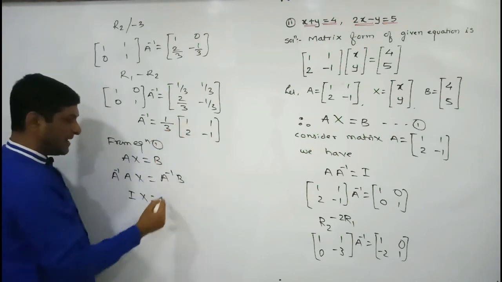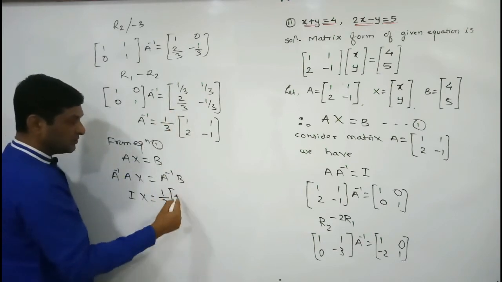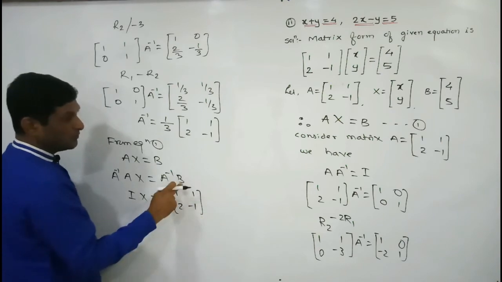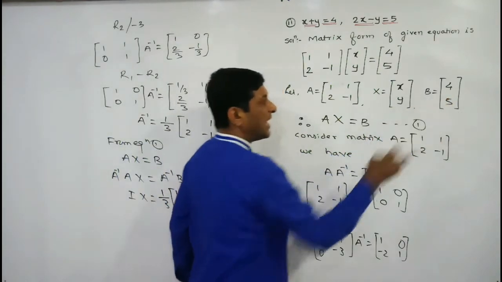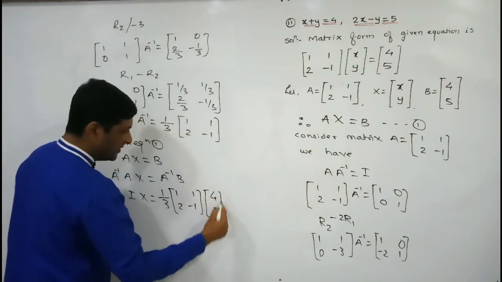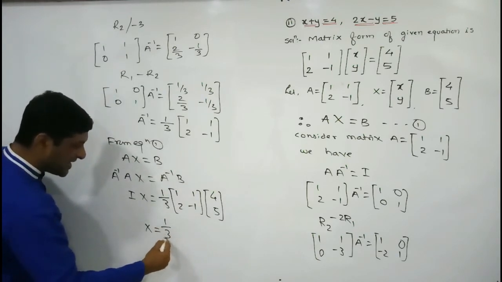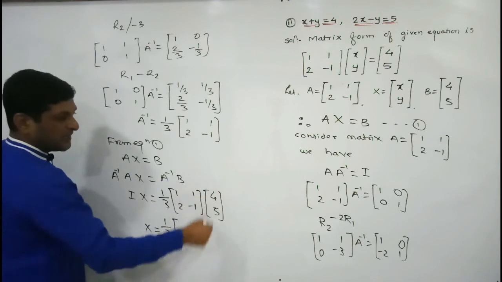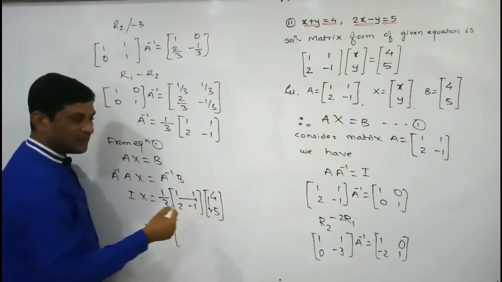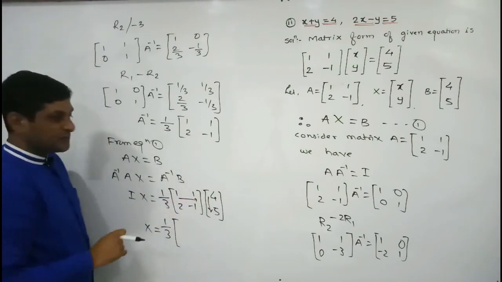Replace A inverse by its matrix value: 1 by 3 into what are the elements of this matrix? 1, 1, 2, minus 1 into b, and the elements of matrix B are 4, 5. On this side, identity into X will be equal to X. Keep this 1 by 3 as it is. Now we simply take the multiplication of these two matrices. Whenever we multiply two matrices, we multiply row to column. Let us see what we get here.